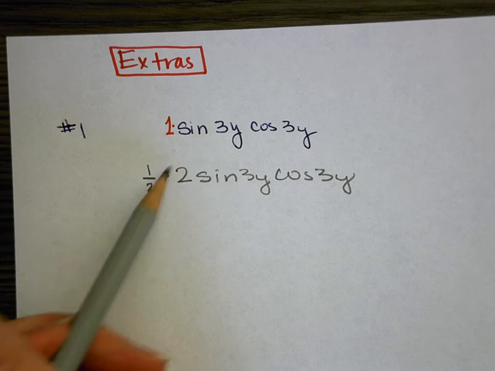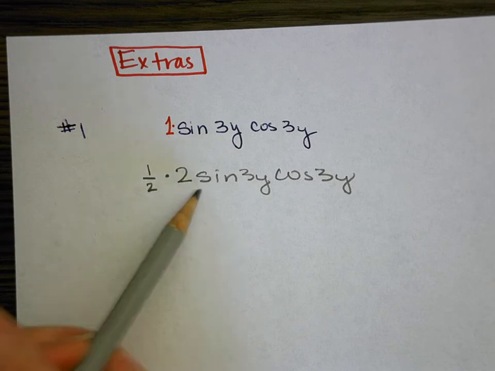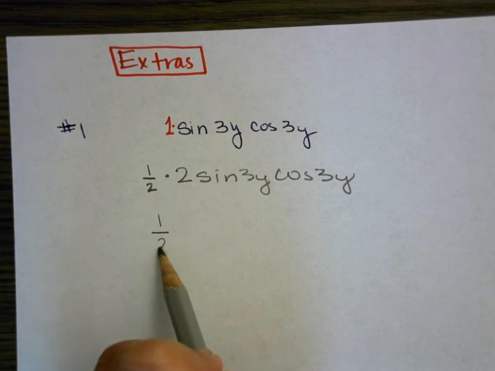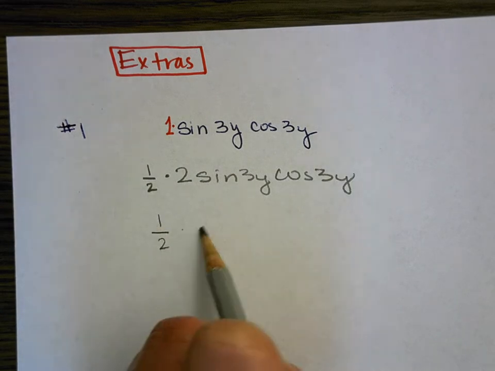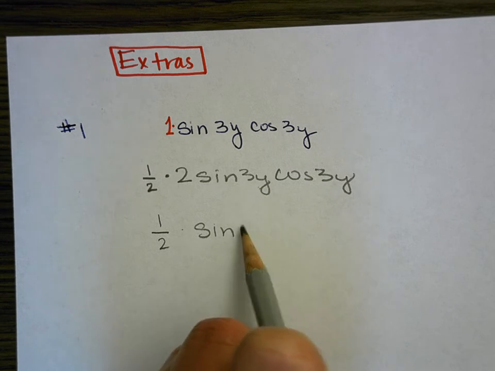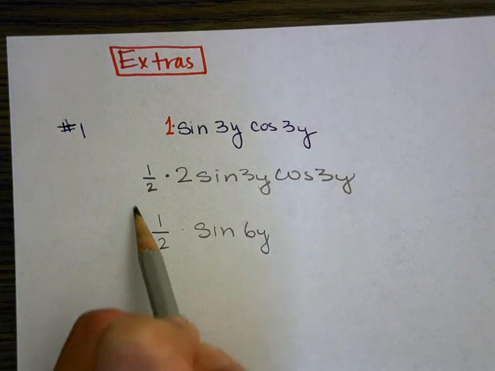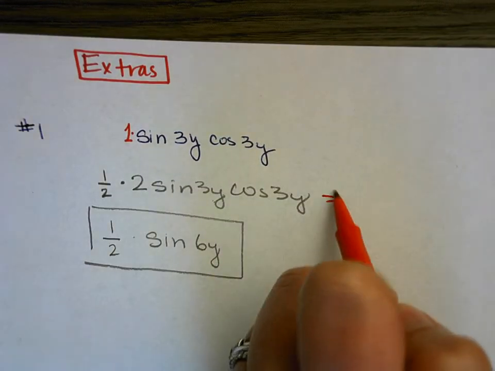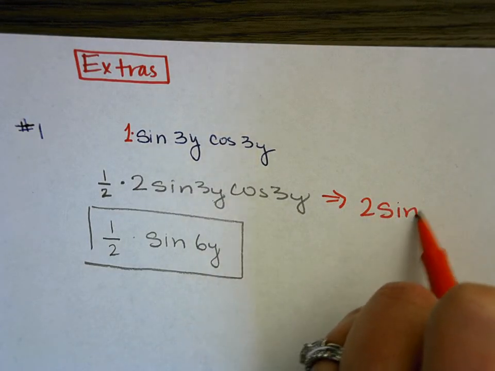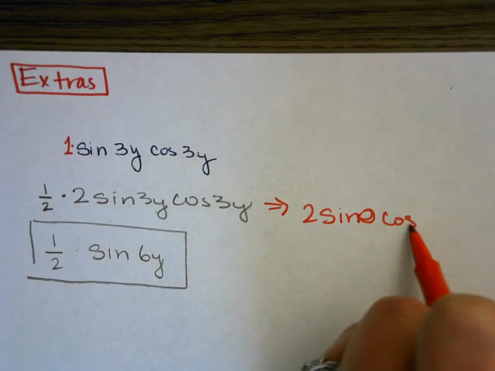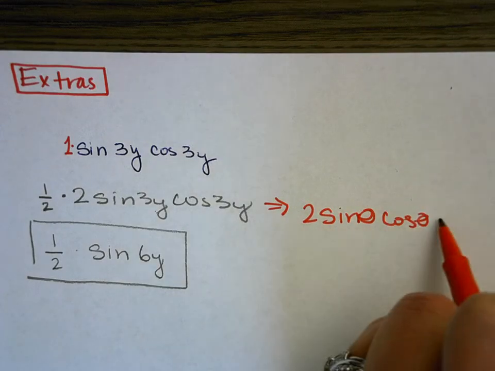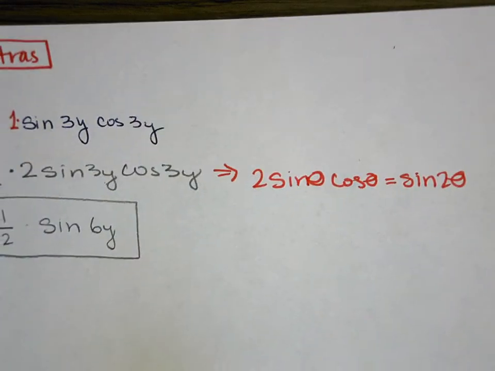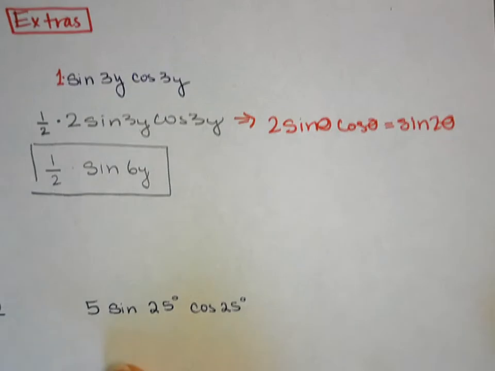So 1/2 times 2 will give me that 1. So if I multiply by 2, I also need to divide by 2, right? Just to get back to 1. And so now I have 1/2 as the coefficient, and then sine of double the angle. So 2 times 3y would be 6y. Okay, so again, what am I doing here? I'm doing 2 sine theta cosine theta. So the product of sine and cosine, as long as there's a 2 there, is going to be equal to sine of double the angle. So that's what I'm using, that new identity.